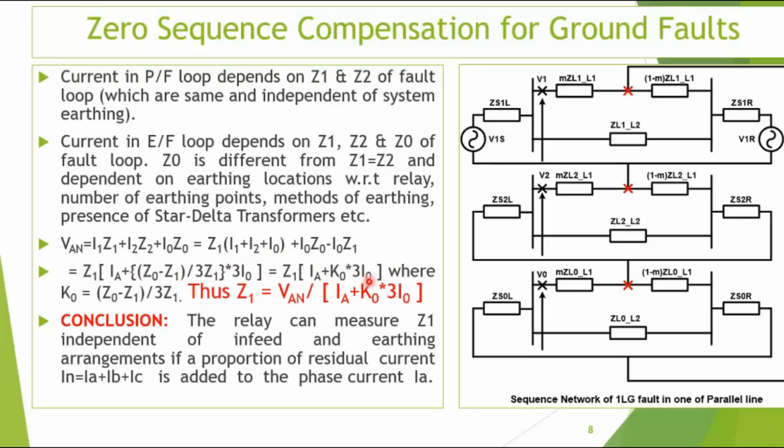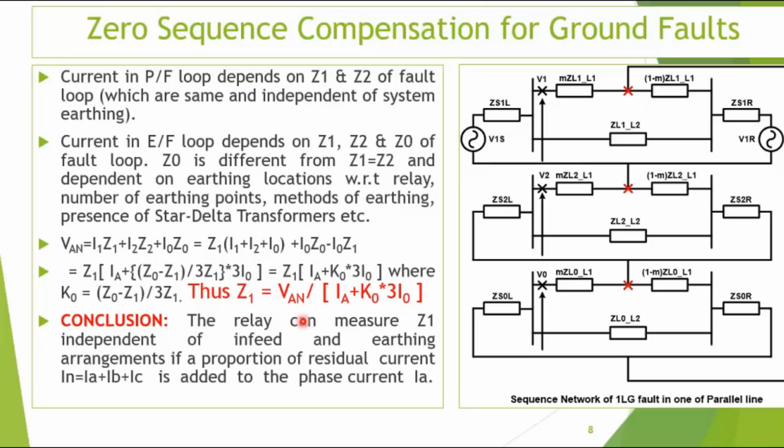Over there I can write 3I0 because I have been using 3I0 right from the beginning. But this one, this is the phase current. This is not equal to 3I0 all the time. This is what I want to impress. Where K0 is a constant. As for Z1, this one, MZ1_L1, this is the Z1 we are looking for. This is equal to this voltage divided by this current. Simple manipulation, here, see the side change. So IA plus K0 into 3I0.